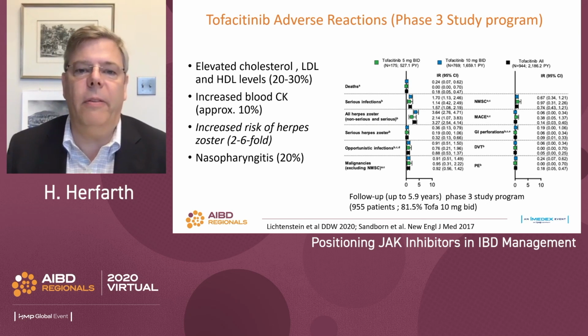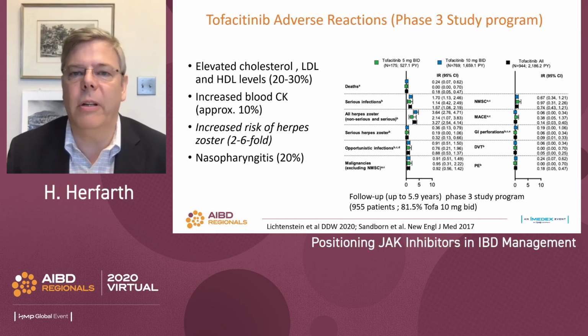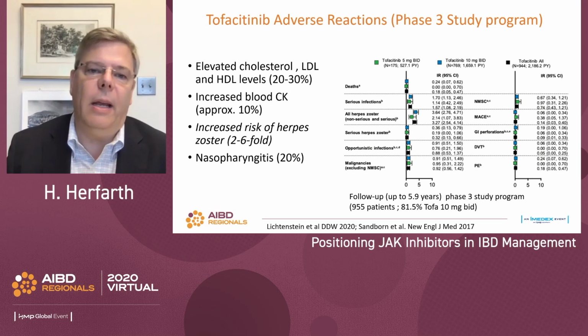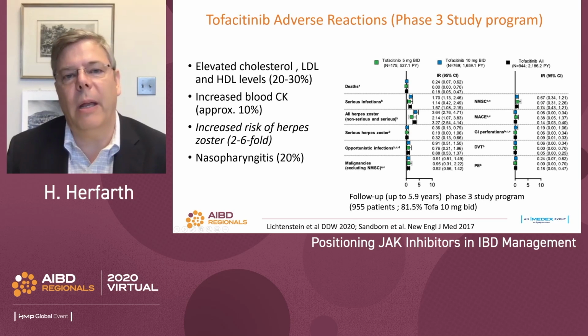We find an increased risk of herpes zoster, and we come to that later on, and an increased occurrence of nasopharyngitis. This year's DDW presented follow-up data for nearly 6 years of the whole phase 3 study program with nearly 1,000 patients and more than 2,000 years of total patient follow-up. You see again in this chart that there is an increased herpes zoster incidence for tofacitinib 10 milligram BID, a little bit higher, that's blue, compared to 5 milligram BID.